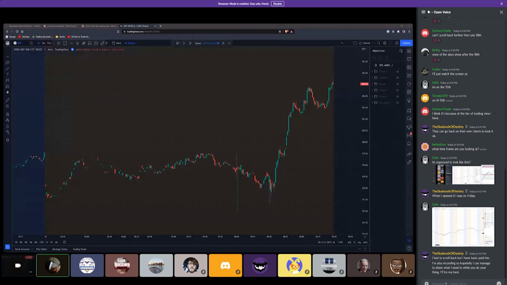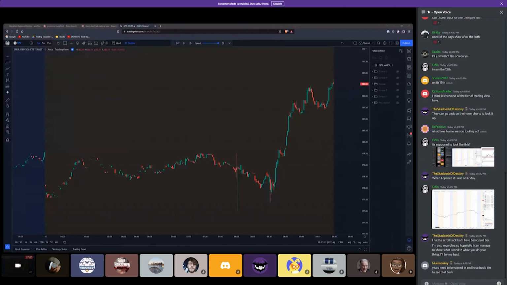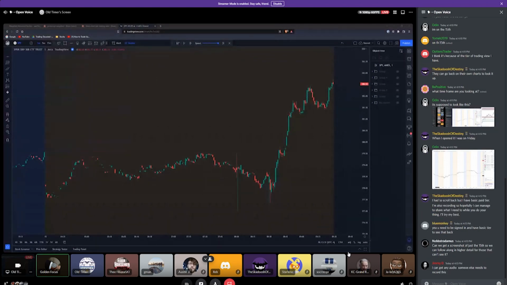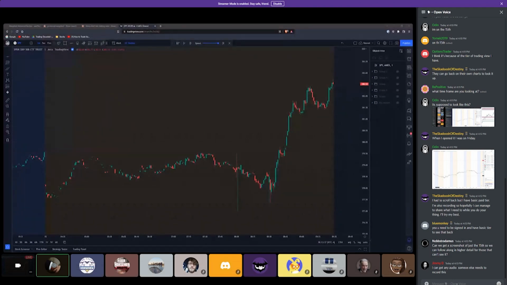So if you guys can see here in the open voice, I'm going to show you a format of what to expect. If you find the support at a certain level, you're going to type in S and then whatever the price is, right? So maybe 382 or something like that.